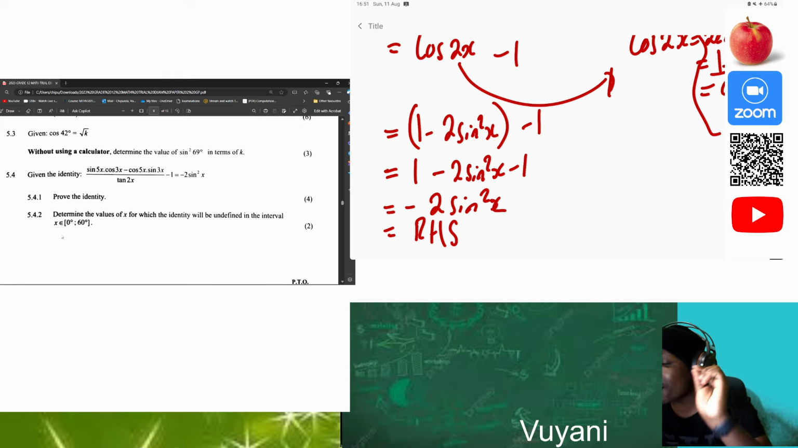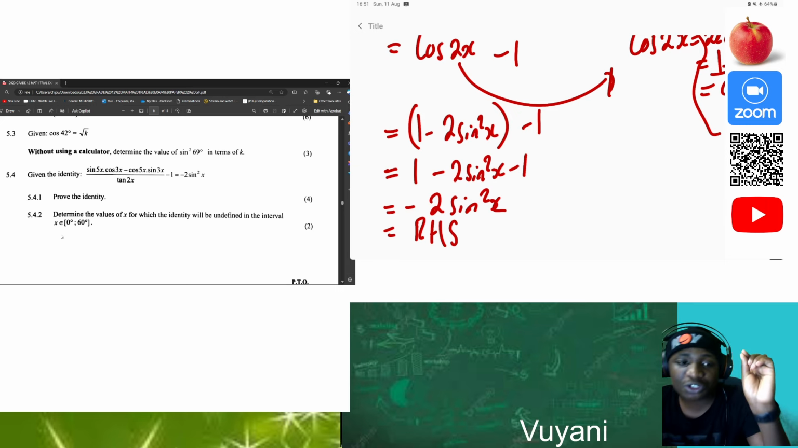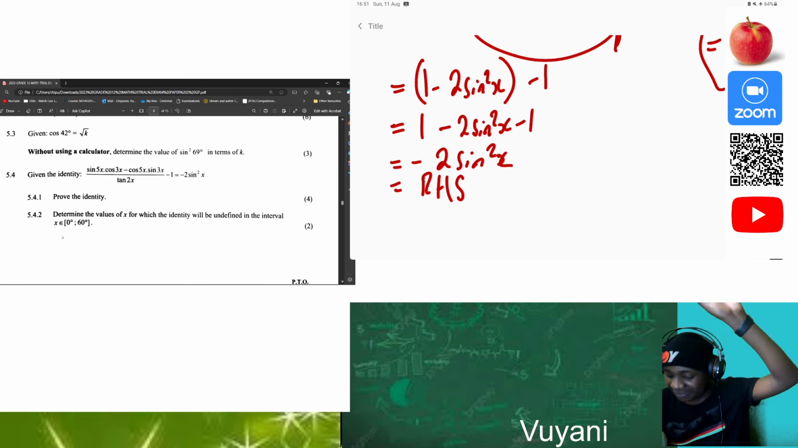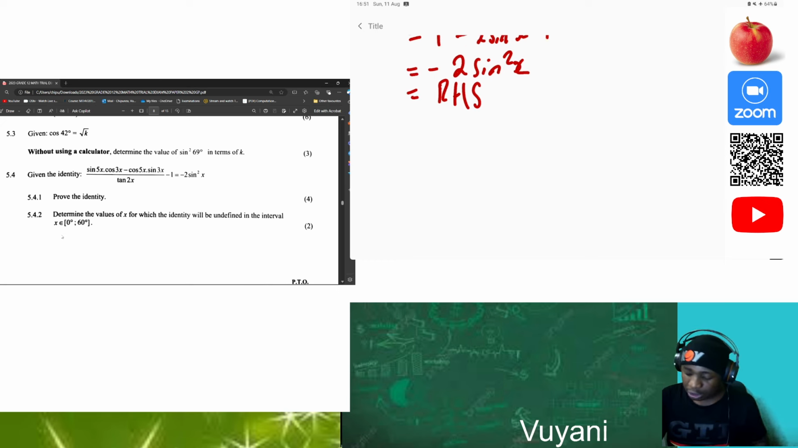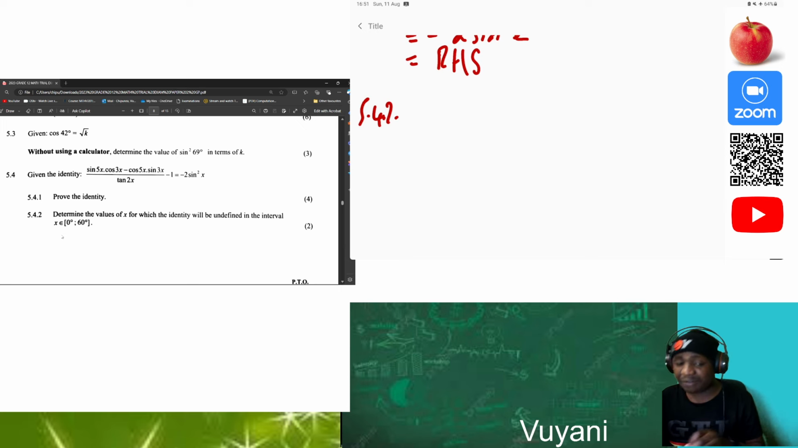Now let's look at 5.4.2. Determine the values of x for which the identity will be undefined in the interval x is an element from 0 to 60 degrees. Oh my word, this is easy because we can see that we have the denominator. So the function is always undefined at the denominator. So this is 5.4.2. Let's write that in English so that everyone can understand.